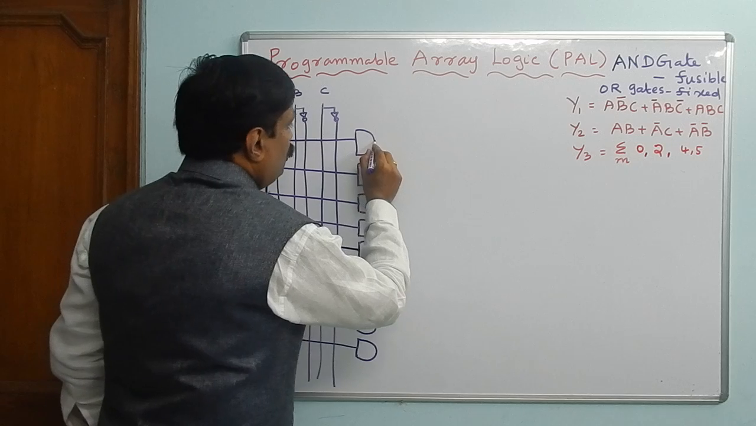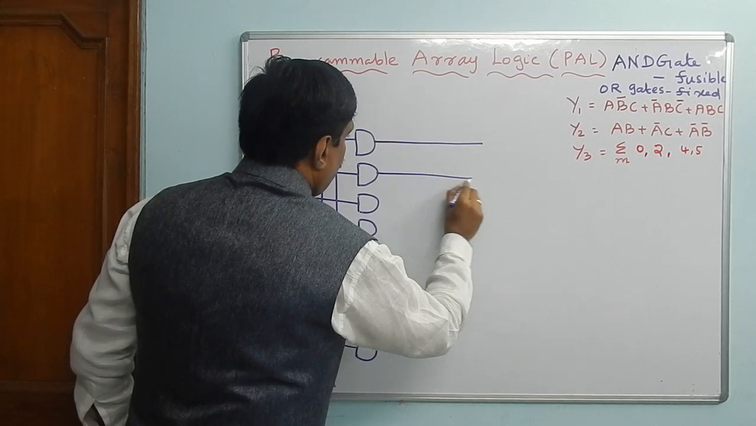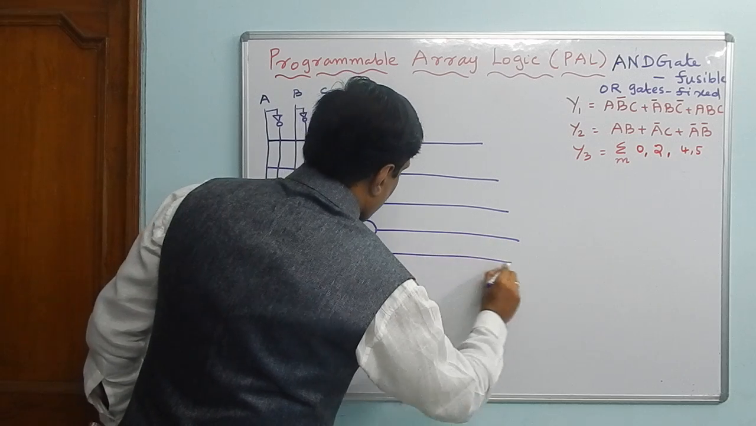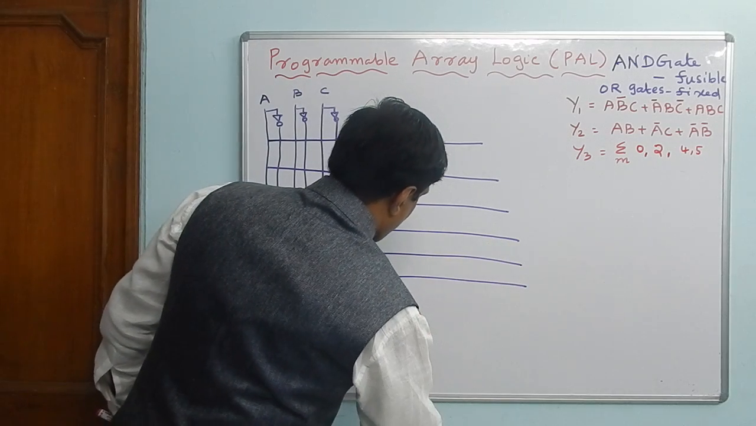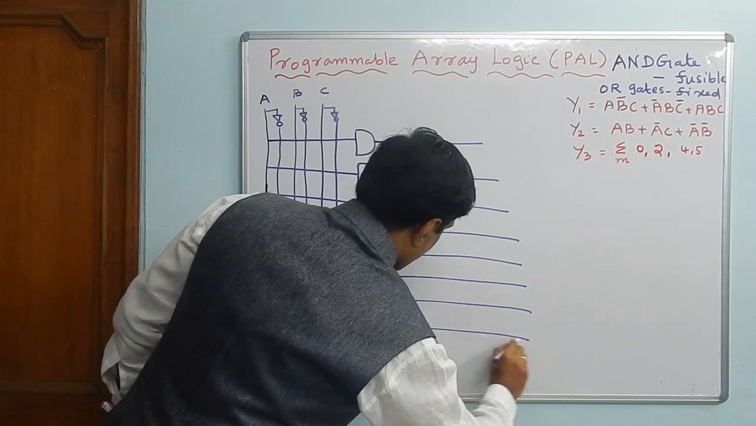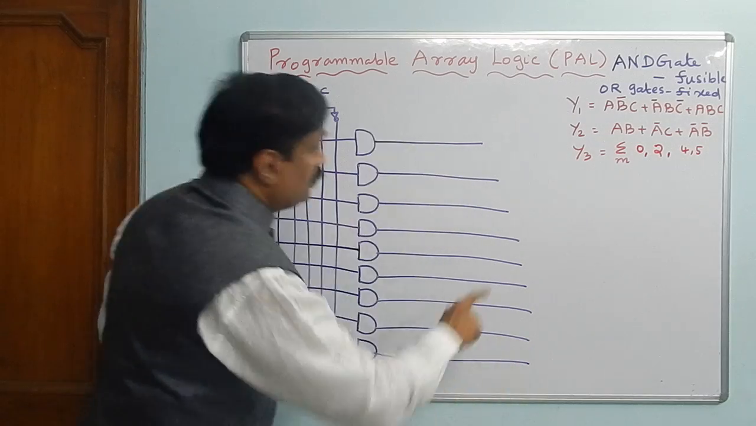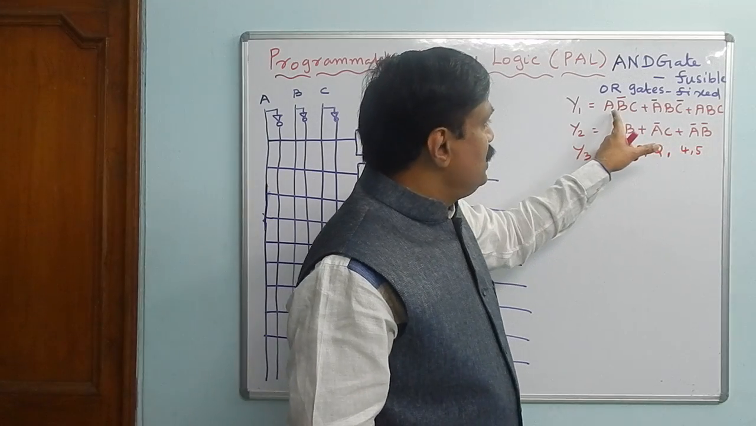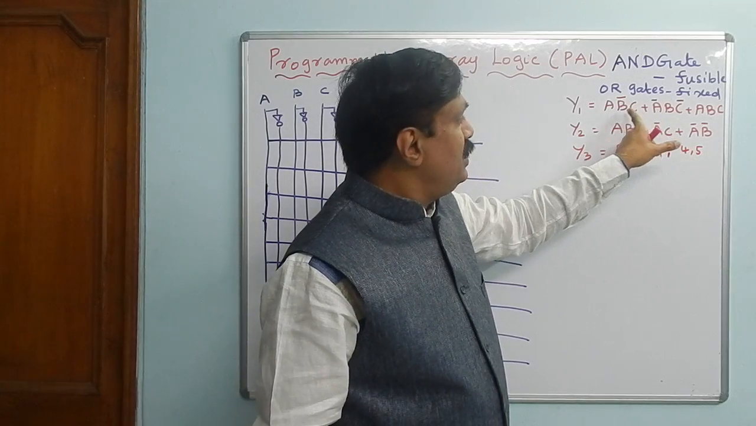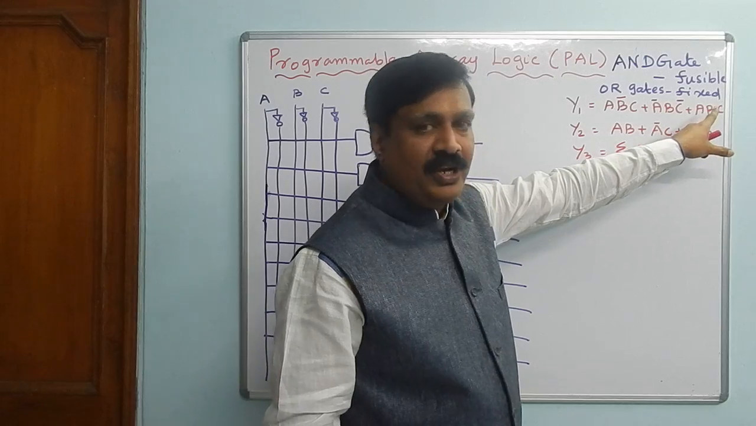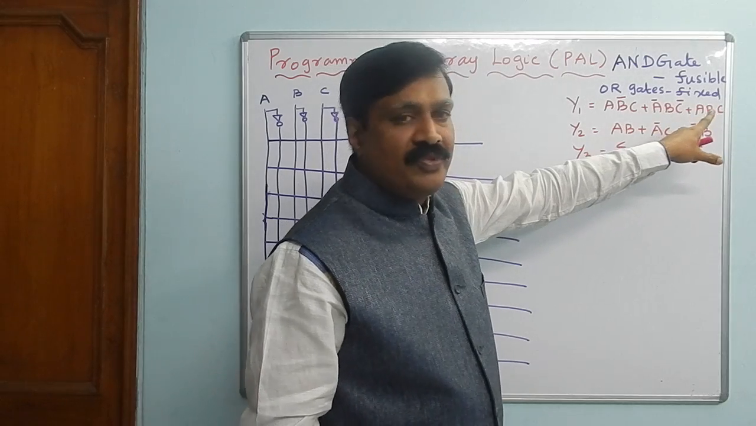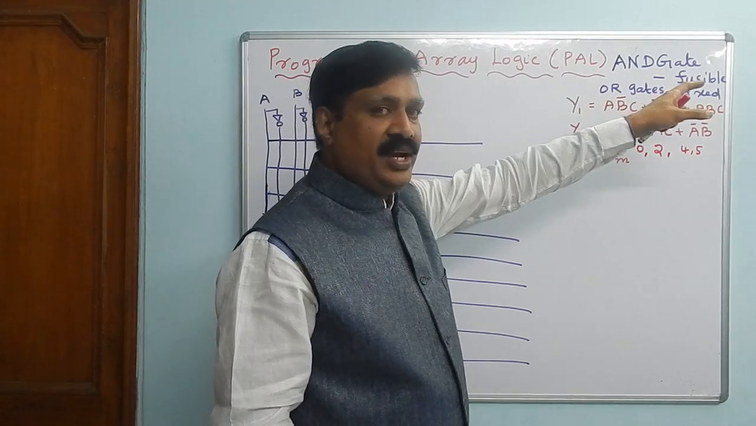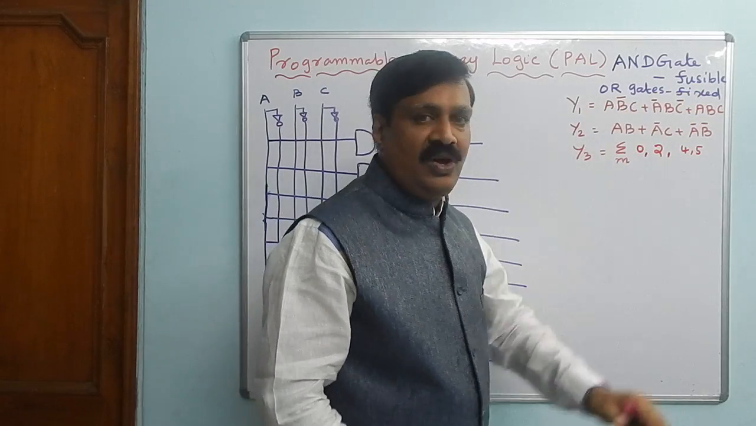Now how to implement this? In the three equations, these terms are AND gates, and the three products are ORed. Therefore, we require AND gates as well as OR gates.